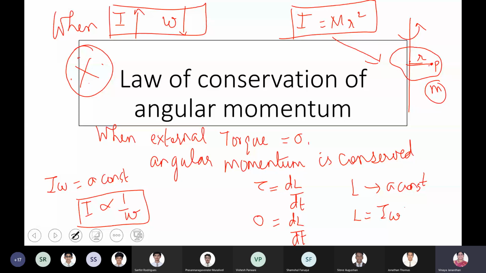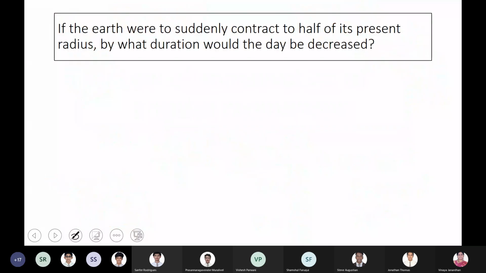Shall we move to the next one, boys? Next one, a very important numerical: if the earth were to suddenly contract to half of its present radius, by what duration would the day be decreased?